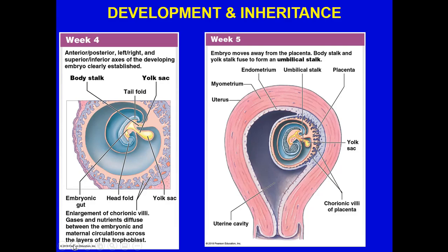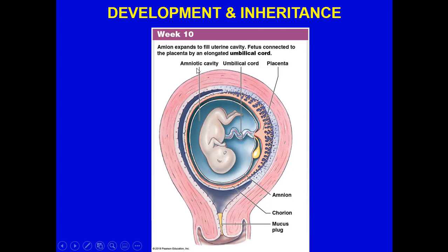Now, when you get to week 10, look at what expansion has occurred. The amnion is expanded to fill the entire uterine cavity. Okay, so you're taking up a lot more space. The fetus is connected to the placenta by an elongated umbilical cord. We're going to talk about the umbilical cord in a few minutes also. Here is the placenta, and here is the exchange that's occurring. Okay, you have the amnion, the chorion, and let's not forget that mucus plug right through there. Okay?